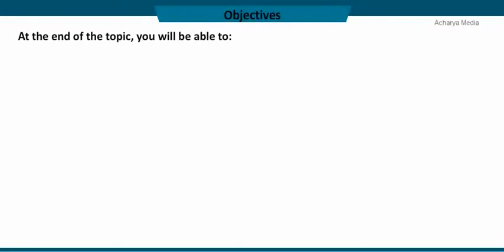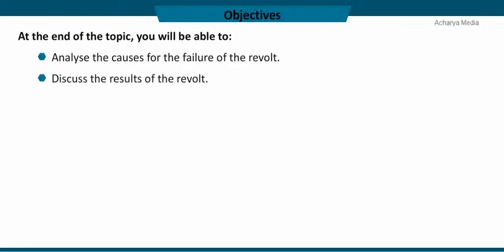At the end of the topic, you will be able to analyze the causes for the failure of the revolt, discuss the results of the revolt, give details of Queen Victoria's proclamation, list the Indian leaders of the revolt.